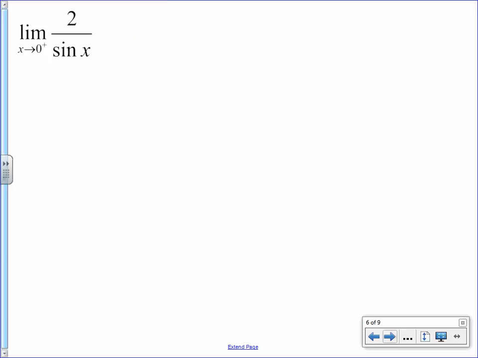So let's think. What did you say? And why would it be positive infinity, John? Because if you put a number bigger than 0 on the right side for x, then it's going to be 2 over a positive number. Okay, if we look at numbers just barely to the right of 0, those sine values would be positive. So we are going to go towards positive infinity.